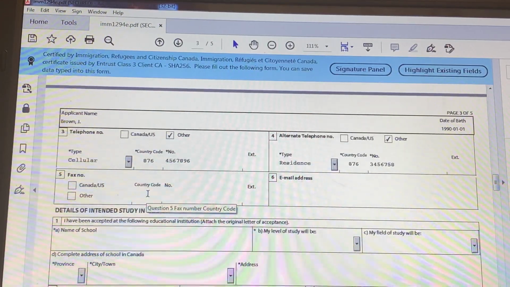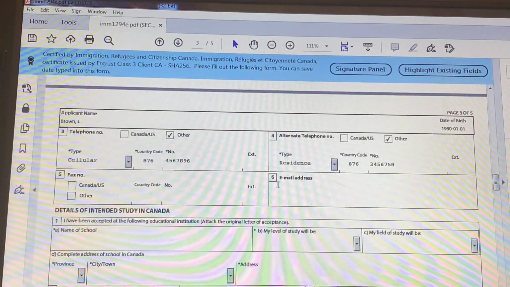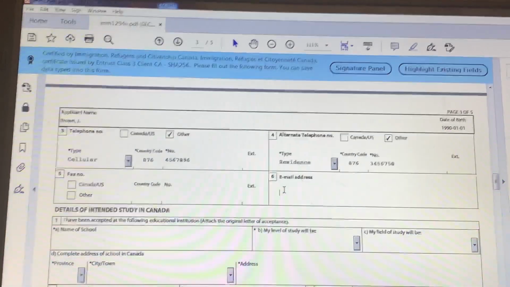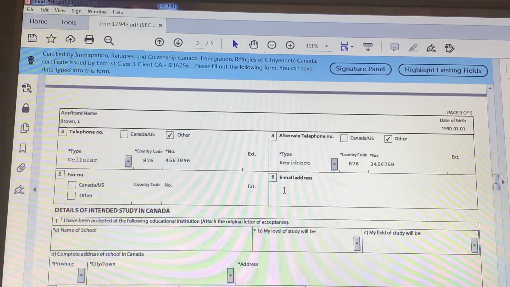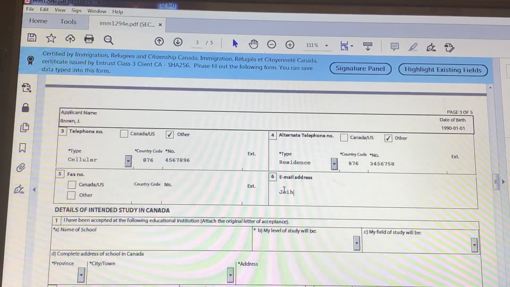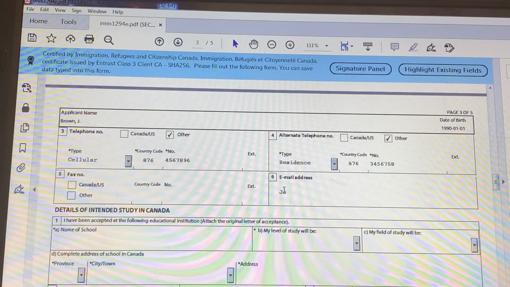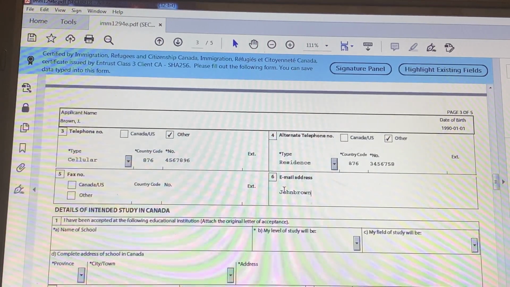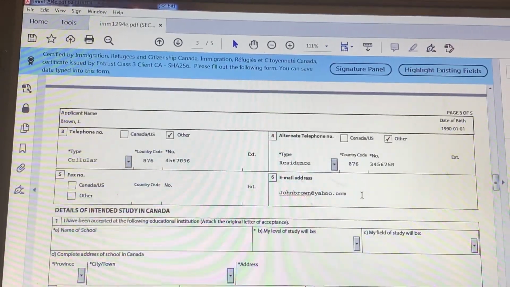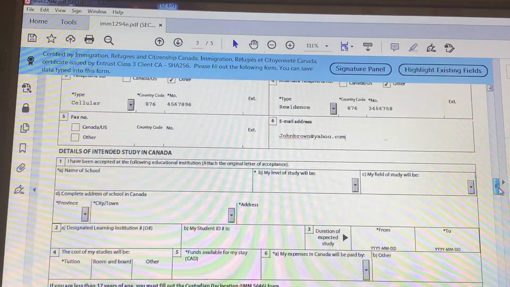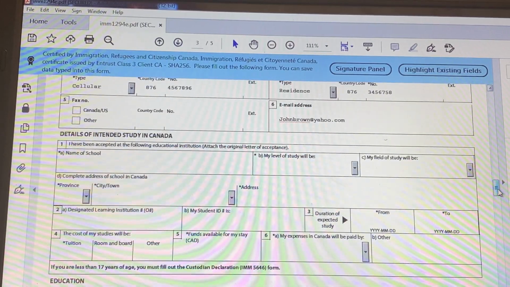If you fax, whatever, unless you have a fax, you can leave that alone. But the email address has to be very accurate, guys, because your email address is what IRCC is gonna use to contact you. Okay, guys. So in this case, it's John Brown at yahoo.com. Okay, guys. Nice and straightforward, guys. Don't complicate the process. It's very nice and straightforward.